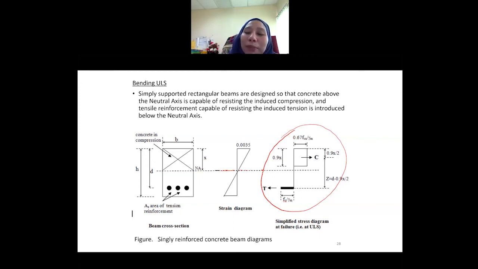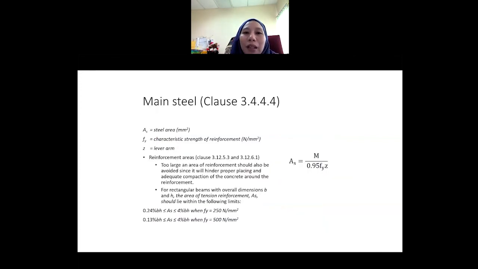Bawah ni memang langsung tak ada tensile stress yang dia boleh resist anymore. Dah zero. Okay, so kita tak nak dia sampai jadi fail macam ni lah. Okay, so ini adalah stress diagram bila dia fail. Maksudnya you dah exceed the limit state yang supposedly you comply.